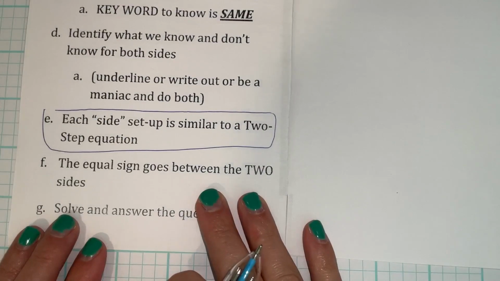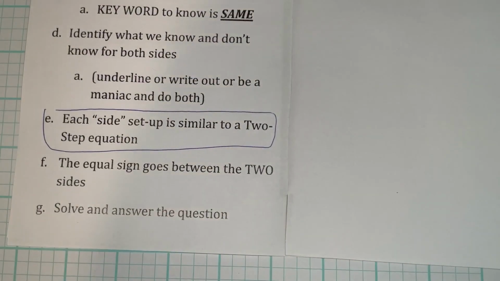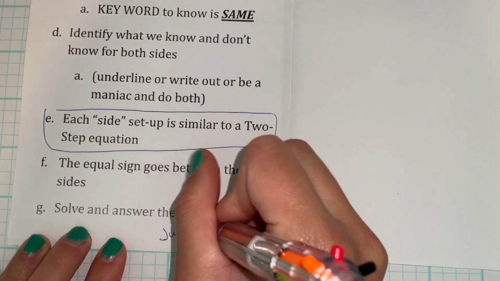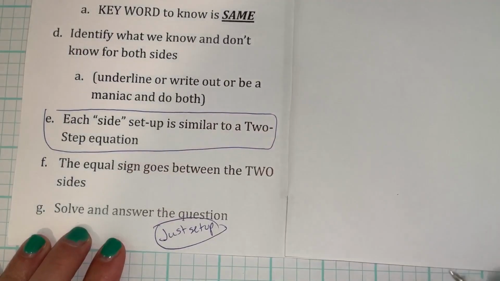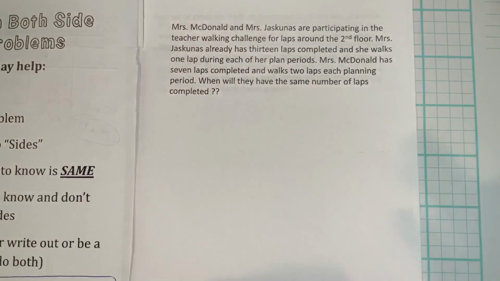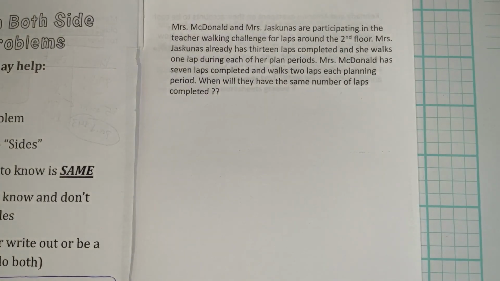The equal sign goes in between those two sides, and then you solve for an answer. Again, we're just going to set up in this video, but you should solve the equation. All right, so we got Miss McDonald and Miss Juskunas participating. All right, so go ahead and read this problem and get it set up.